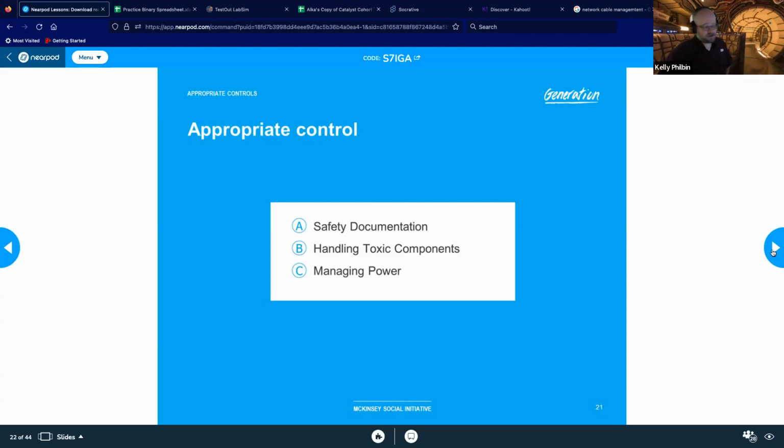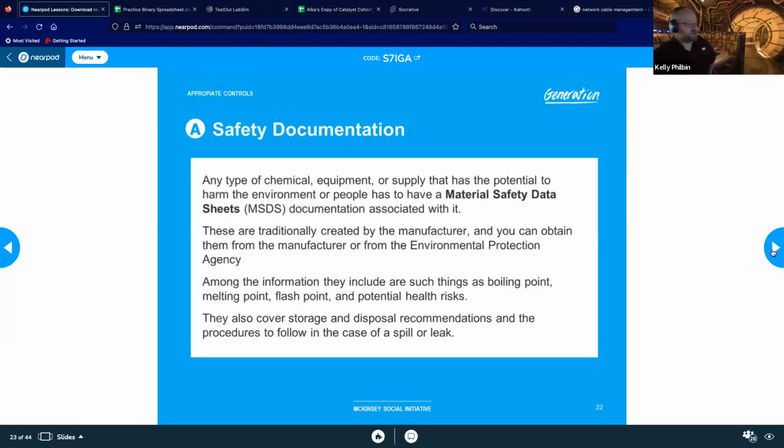All right, appropriate controls. We're going to talk about safety documentation, handling toxic components, and managing power. So first, any type of chemical, any. This means hand lotion, medications, hand sanitizer, anything, any type of chemical, any type of cleaner, hand soap, all that fun stuff.